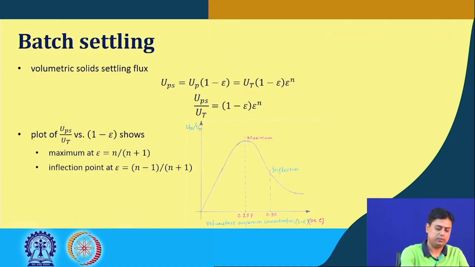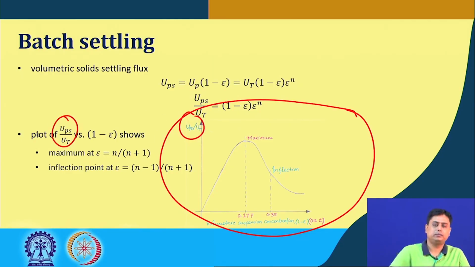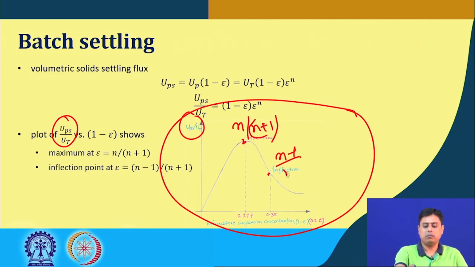That is shown here, this graph, where the x axis is the volumetric suspension concentration, that is 1 minus epsilon, and the y axis is this non-dimensional quantity, the non-dimensional settling velocity. So, it will have a maximum at n by n plus 1, and this inflection point is at n minus 1 by n plus 1.